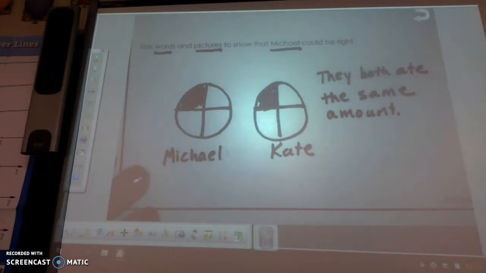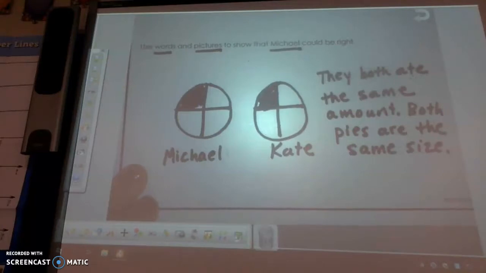And what was different about this picture than the other one? Both pies are the same size. On that other screen, the pies were different sizes, and that's why Kate said that she ate more. But on this one, Michael said they ate the same amount. So this proves that what they want us to do is draw a picture with words to prove that what Michael said is right.